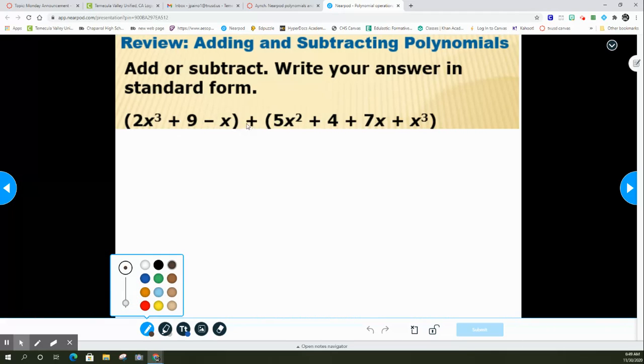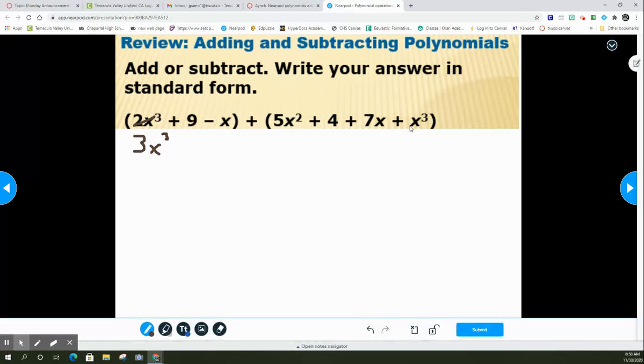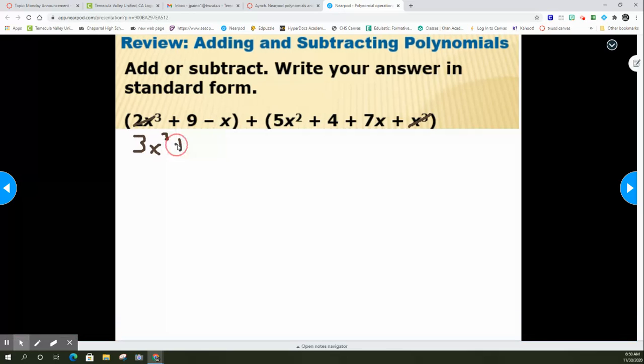Addition is the easiest of the operations. It's just combining like terms. Like terms have the same variable and the same exponent. Remember, you want to write your answer in standard form. You start with the highest exponent first, so you have 2x cubed plus x cubed, so that's 3x cubed. Some people like to cross off when they've used it, so they know they used it. Then x squared, and there's only one x squared in this problem, so that doesn't change. It's positive, so plus 5x squared.